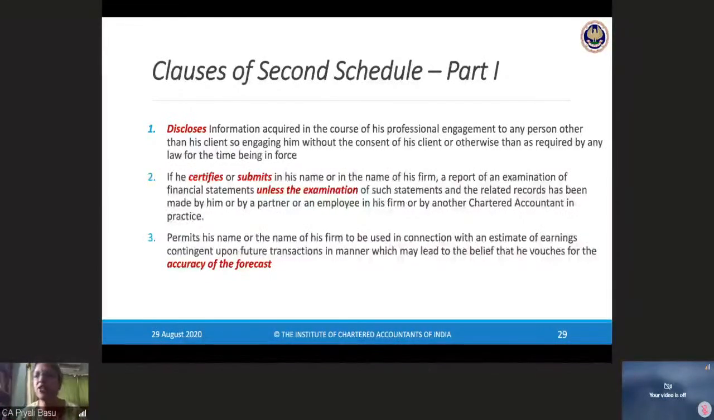So coming back to the accuracy of the forecast. As I said, a forecast is always inaccurate. It could be near accurate. So a member in practice should never vouch for the accuracy of the forecast, that it is 100% correct. That is misconduct under clause 3, Part 1, Second Schedule. Please remember that, my dear students. If you have a question, post it. I will answer it.